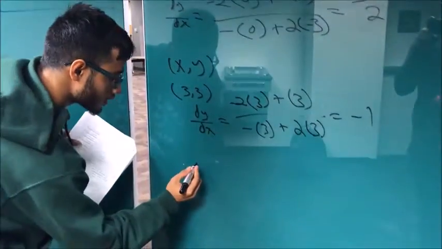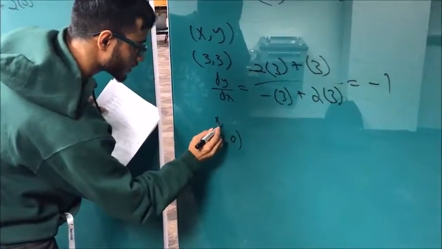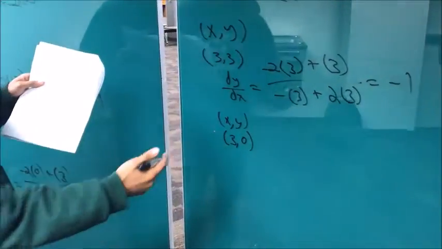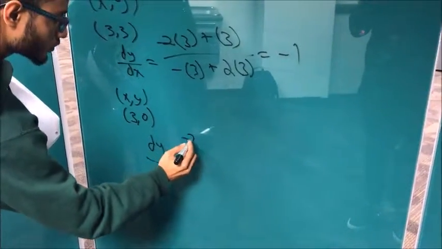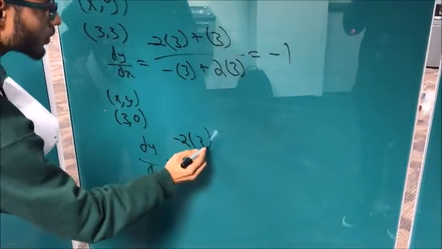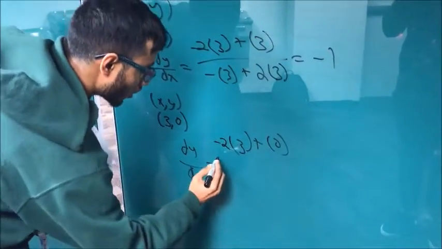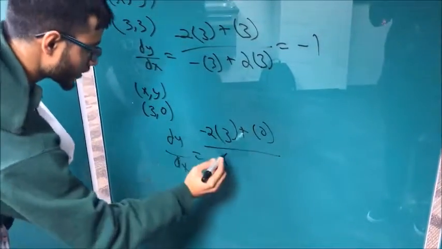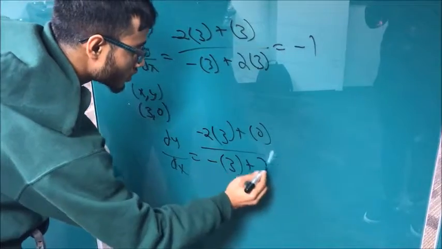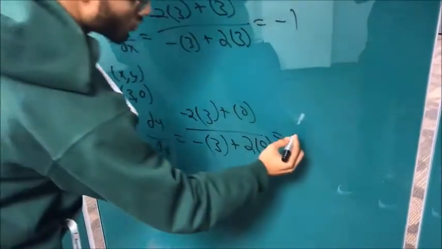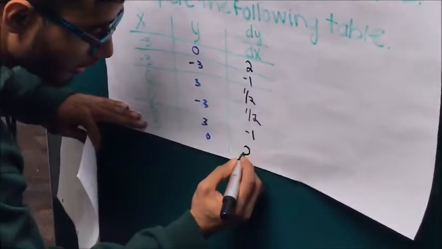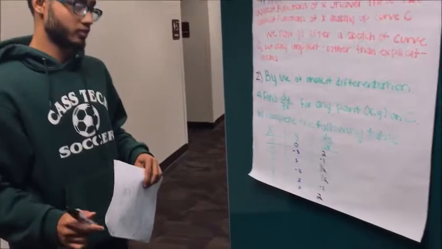Now we are at the last point, which is (3, 0), and this is x, this is y. I just put x and y just to not mix up, you know. So dy/dx equals negative 2, and in this case x is 3, plus in this case y is 0, all over negative, in this case x is 3, plus 2 times y, which in this case is 0. And if you compute this, this is equal to 2. And we're finally done with our table. And that's it for this part B.